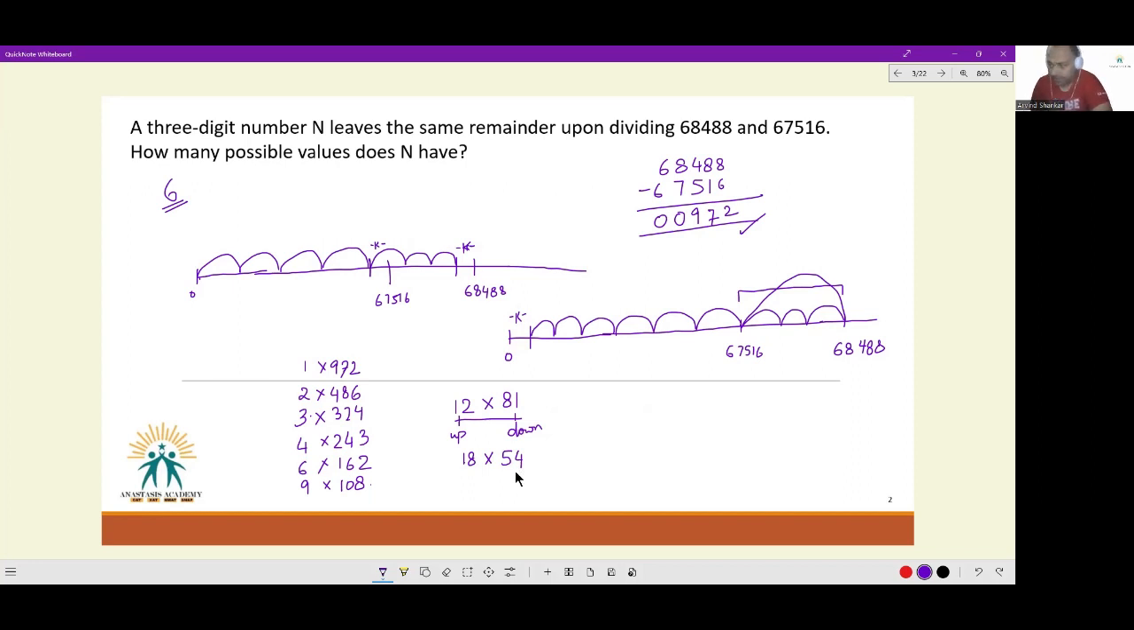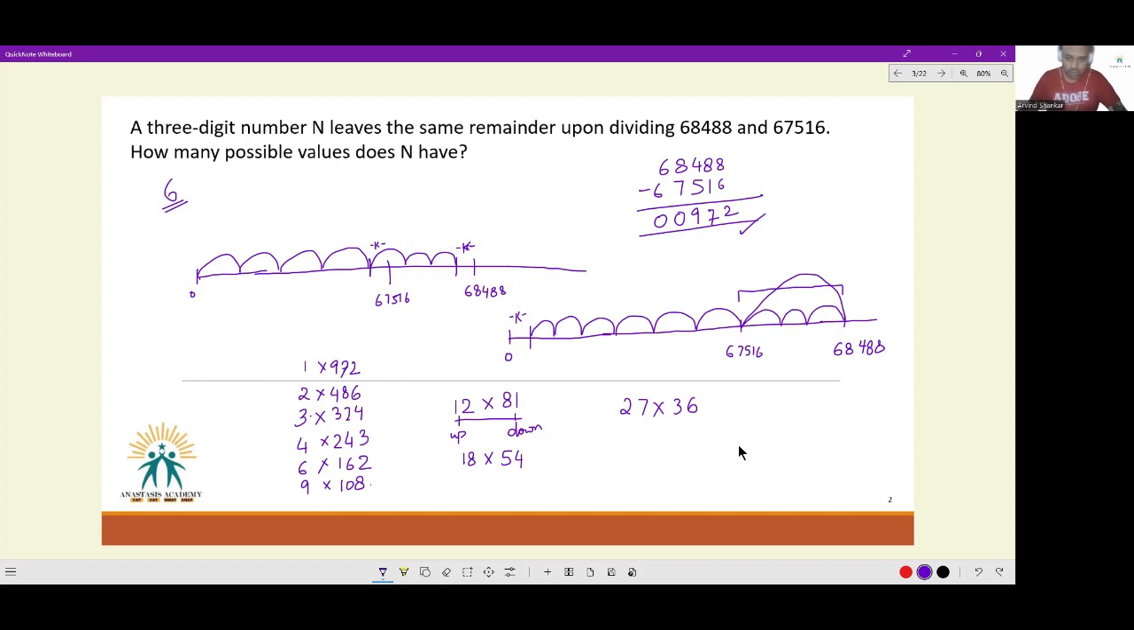Now, 19 doesn't work, 20 doesn't work, 21 doesn't work, 22 doesn't work, 23 doesn't work, 24 doesn't work, 25 doesn't work, 26 doesn't work, 27 works. So it would have to be 27 into 36. Next pairing is 27 into 36. And then we have 28 doesn't work, 29 doesn't work, 30 doesn't work, 31 doesn't work, 32 doesn't work, 33 doesn't work, 34 doesn't work, 35 doesn't work, and we are now listed down to 36. Now we have comprehensive pairings of numbers that multiply and give me 972.